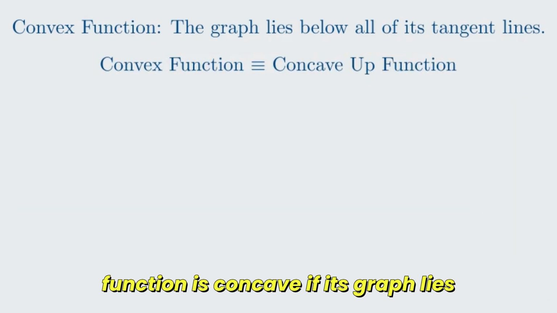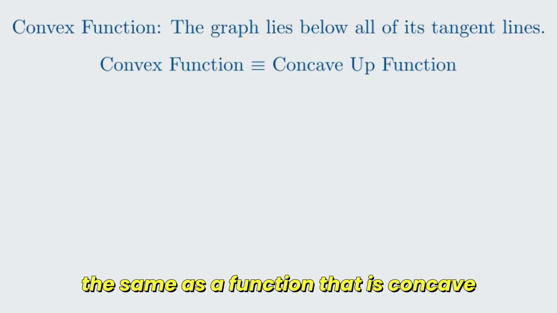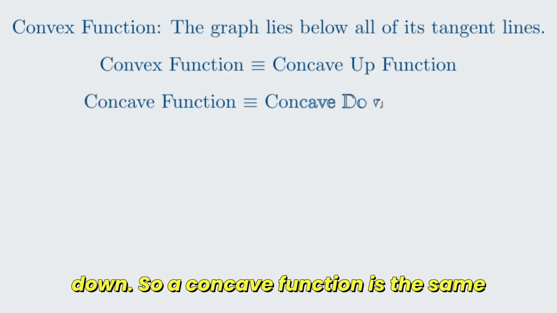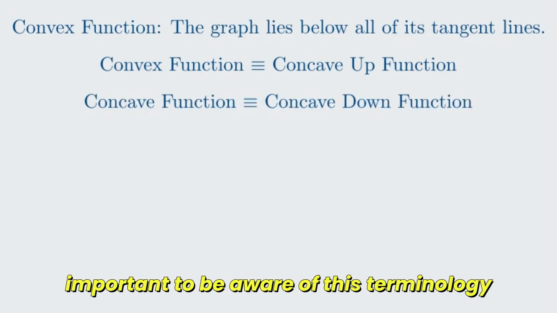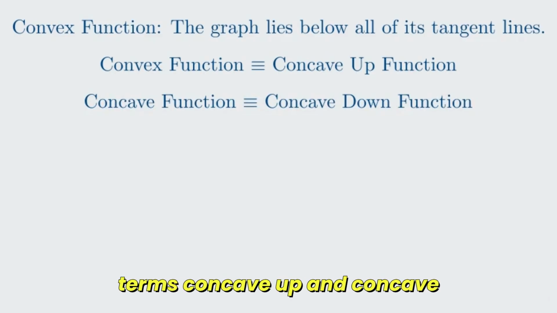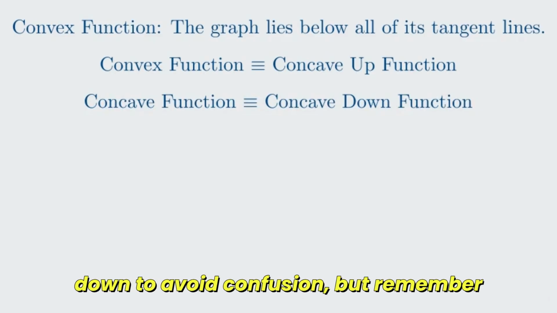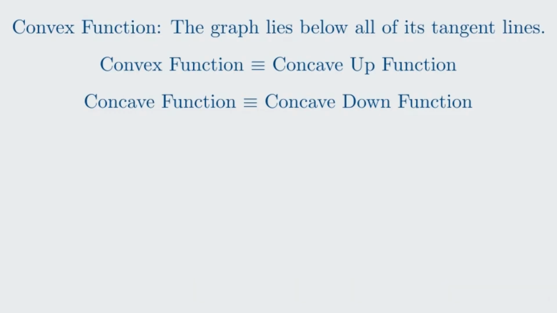Similarly, a function is concave if its graph lies above all of its tangent lines. This is the same as a function that is concave down. So a concave function is the same as a function that is concave down. It's important to be aware of this terminology difference. In this video, we will use the terms concave up and concave down to avoid confusion, but remember that convex means concave up and concave means concave down.